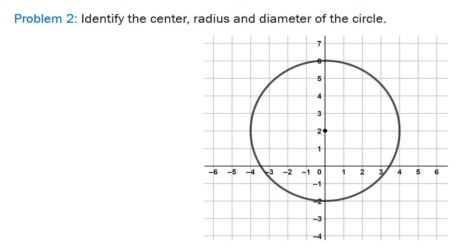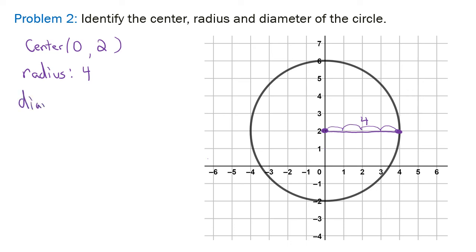All right, problem 2 says identify the center, the radius, and the diameter. To identify the center, we are looking for that point in the center of the circle, which is located here. The x coordinate is 0. The y coordinate is 1, 2. Now that we have the center labeled, they want us to find the radius. The radius is from the center to the edge of the circle. And so that is a distance of 1, 2, 3, 4. So our radius is 4.